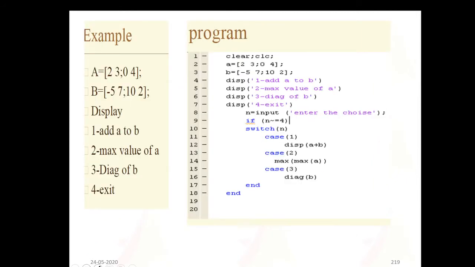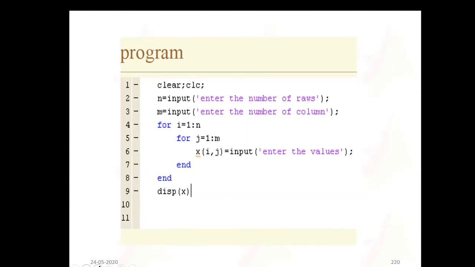This is also another one. We have the A and B vectors, and the display is: if we press 1 it means add, 2 means maximum value, 3 means diagonalization, 4 means exit. The n you can get from the user and store it in n. If n is not equal to 4, you go inside, since 4 means exit. That's why I am putting 4 here. Switch of n: 1 means display of a plus b, then max of a, and diagonalization of b. For the if I am putting the end, and for the switch I am putting 2 ends here, since I am putting 2 constructs.